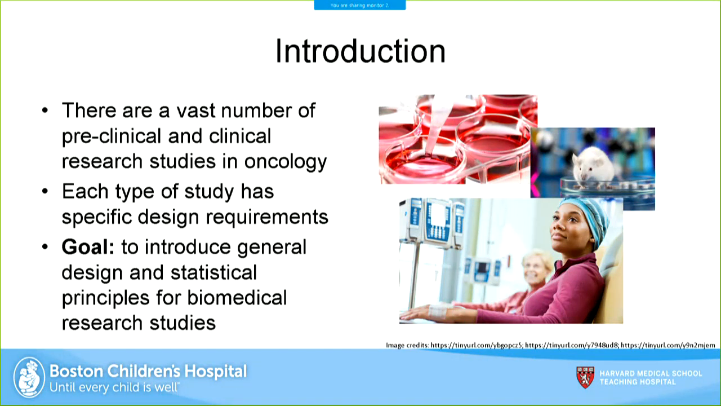So my name is Clement. I'm a statistician at the Dana-Farber Cancer Institute and also Boston Children's Hospital. And I'm very pleased to present here today. I'm going to be talking about some design principles for biomedical research studies. So to start, there's a wide range of different preclinical and clinical research studies in oncology today. And really each type of study has its own specific design requirements. And just thinking through this talk, I wanted to give a more broad overview of some general design and statistical principles for biomedical research studies.